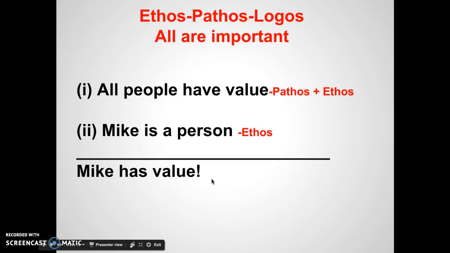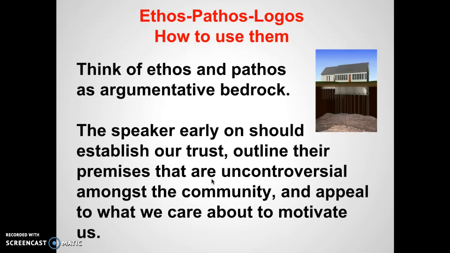Now, this is not to say that every premise is going to be based on pathos or ethos. There are some premises that might be based on logos also. But my whole point here is that ethos and pathos are kind of argumentative bedrock. They're the foundation upon which we build our logical house. And this makes sense also within the timeline that we'll hear arguments. The speaker early on should establish our trust, outline their premises that are uncontroversial amongst the community, and then appeal to what we care about to motivate us.